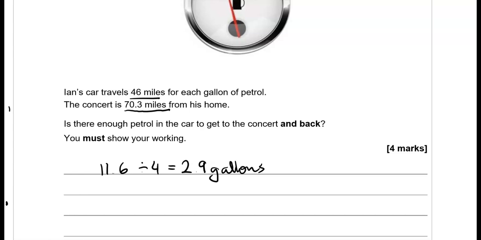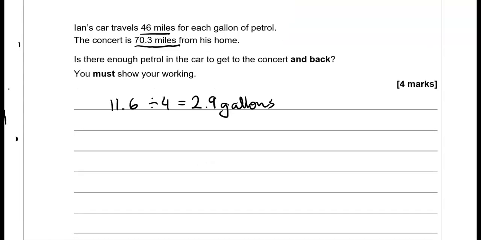So as we said before, Ian's car travels 46 miles for each gallon. So what about 2.9 gallons? So we'll go 2.9 times 46.